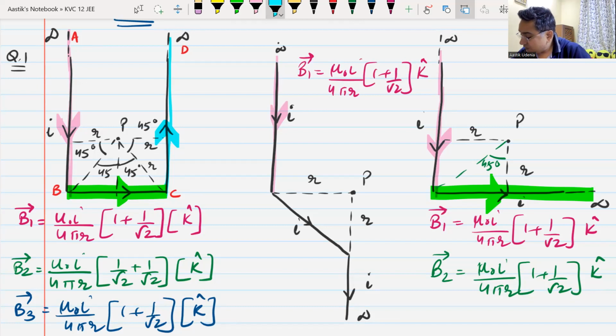Now, when you think about this blue wire, the wire which is blue in this diagram, what is the magnetic field created by this blue wire at the point P? What is the magnetic field created by the blue wire at the point P?